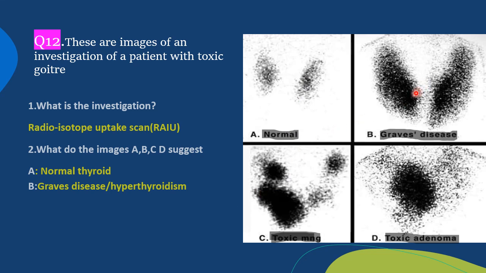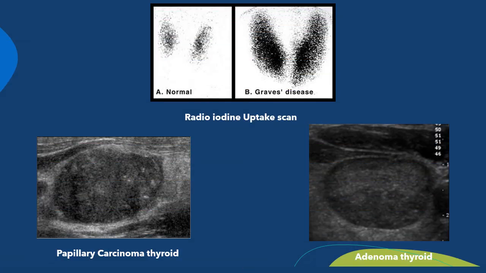B is Graves' disease or hyperthyroidism, where in both lobes there's increased uptake of radioactive iodine. This is multinodular goiter with increased uptake, and this is toxic multinodular goiter. And D is a solitary nodule, which is hot solitary nodule, increased uptake, and this is a toxic solitary thyroid nodule. Okay, this is a normal one, equal uptake by both lobes. Graves' disease, increased uptake by both the lobes.